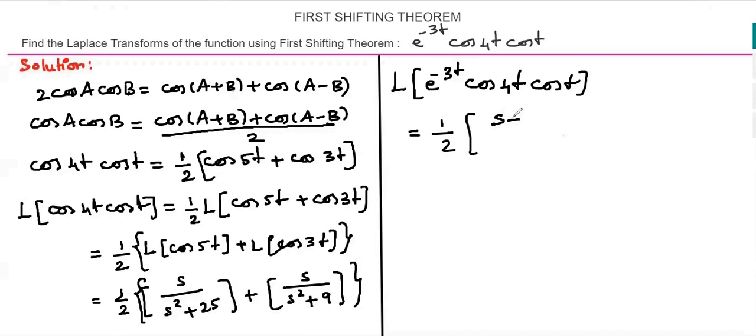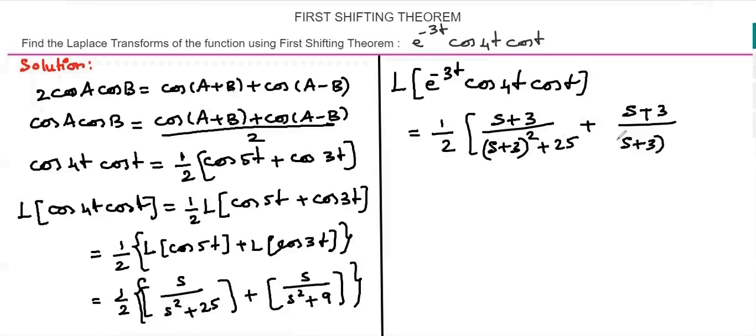So now the numerator is having s, so s plus 3 over s plus 3 the whole square plus 25. See, in place of s in the denominator, I am just writing s plus 3. The whole square will be as it is. Now plus, again here the numerator is having s, so s plus 3 should be there over s plus 3 the whole square plus 9. And this is my final answer.